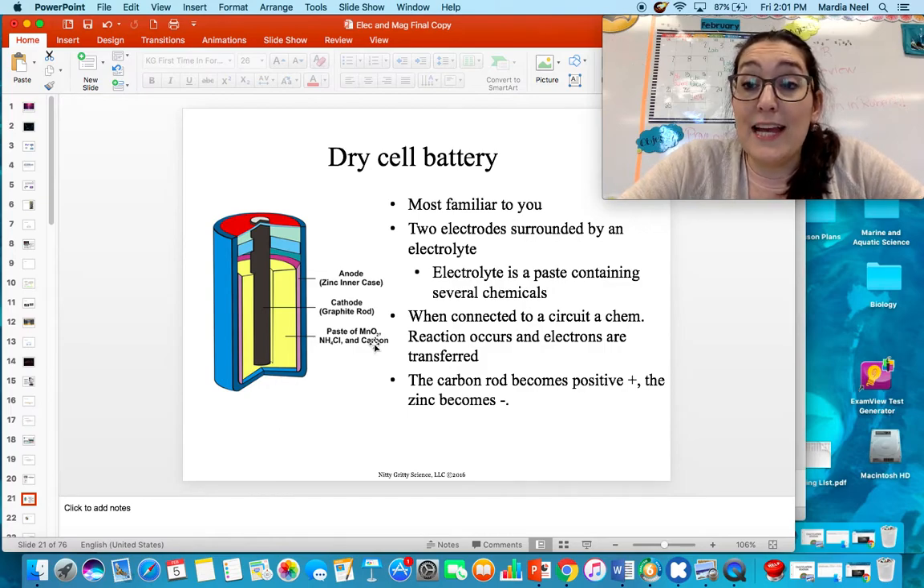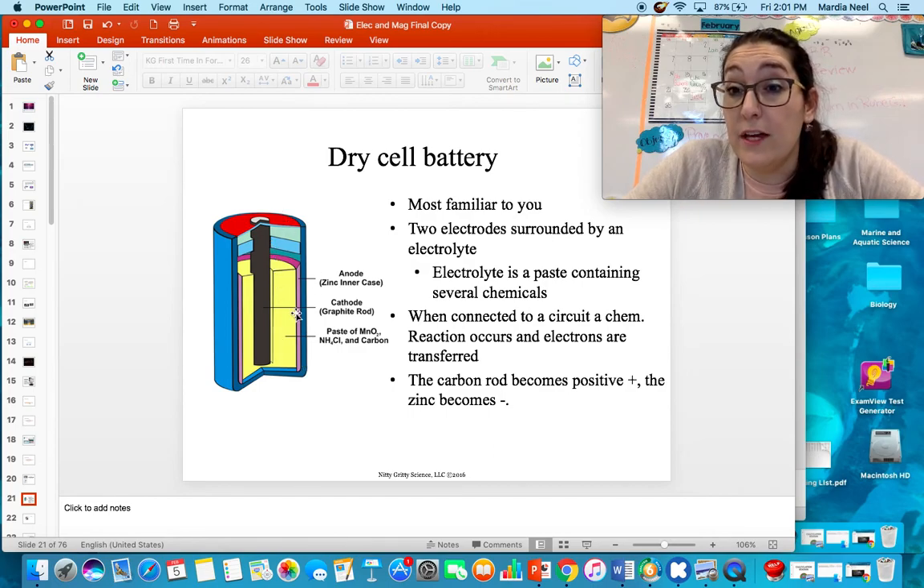So when it's connected to the circuit, a chemical reaction occurs, and those electrons are transferred. The carbon rod in the center becomes positively charged, and this zinc casing on the outside becomes negatively charged. So you're going to have a concentration gradient. You have a difference in charges, a positive and a negative. So now we've created a flow of electrons.